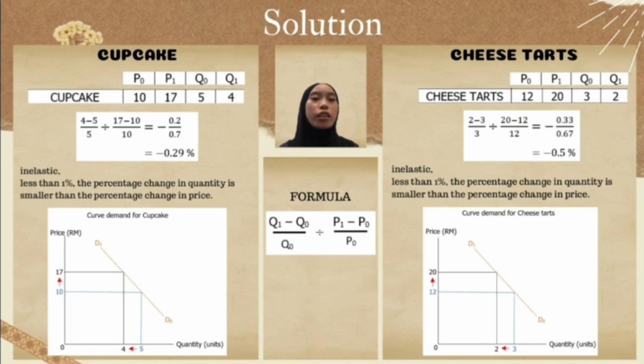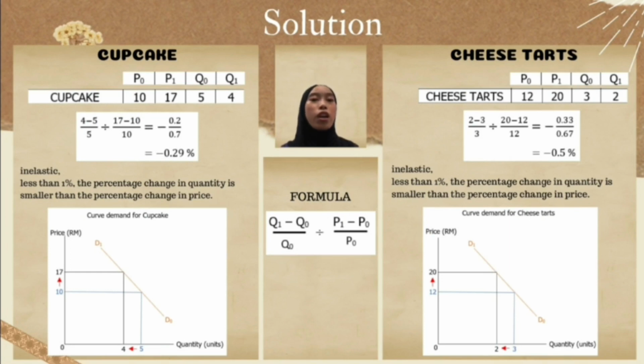To define the type of elasticity for cupcake and cheese tart, we use the formula Q1 minus Q0 divided by Q0, and divided with P1 minus P0 divided by P0. Let's see the calculation for the cupcake. The calculation for the cupcake is 4 minus 5 divided by 5, and the answer divided with 17 minus 10 divided by 10. The answer is negative 0.29%.